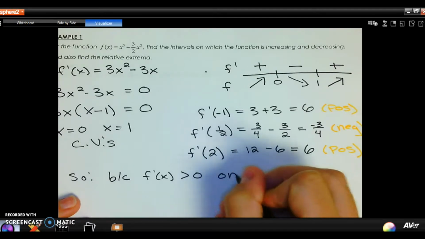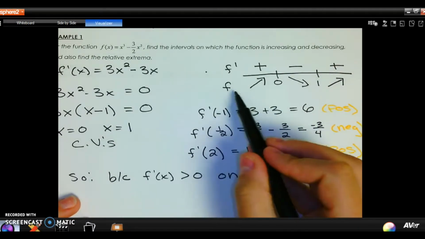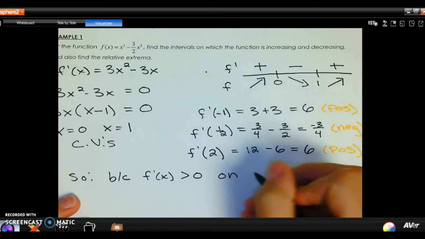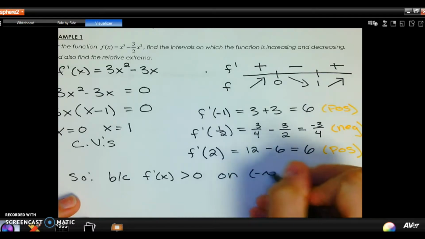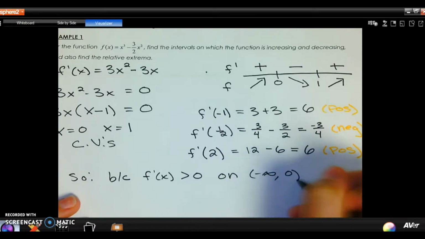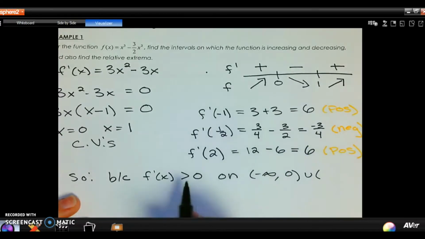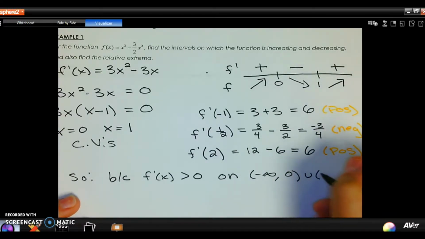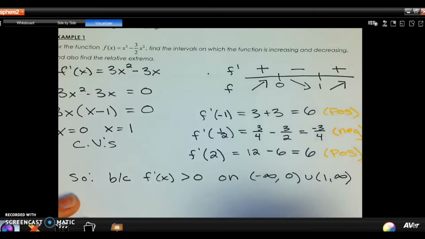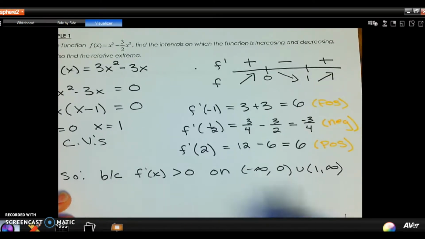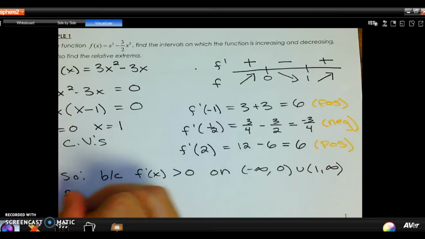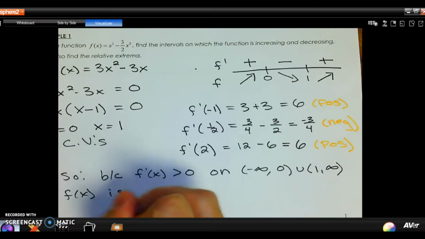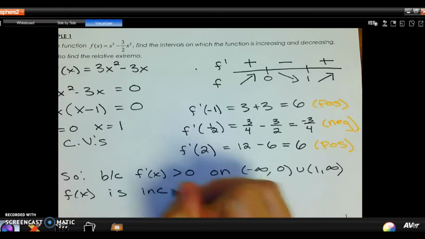on, well, it was greater than 0 from negative infinity to 0. On the interval negative infinity to 0, and then union, it was also positive on this part over here. So that's going to be 1 to infinity. So because the derivative was positive over that interval, okay, f of x is increasing.